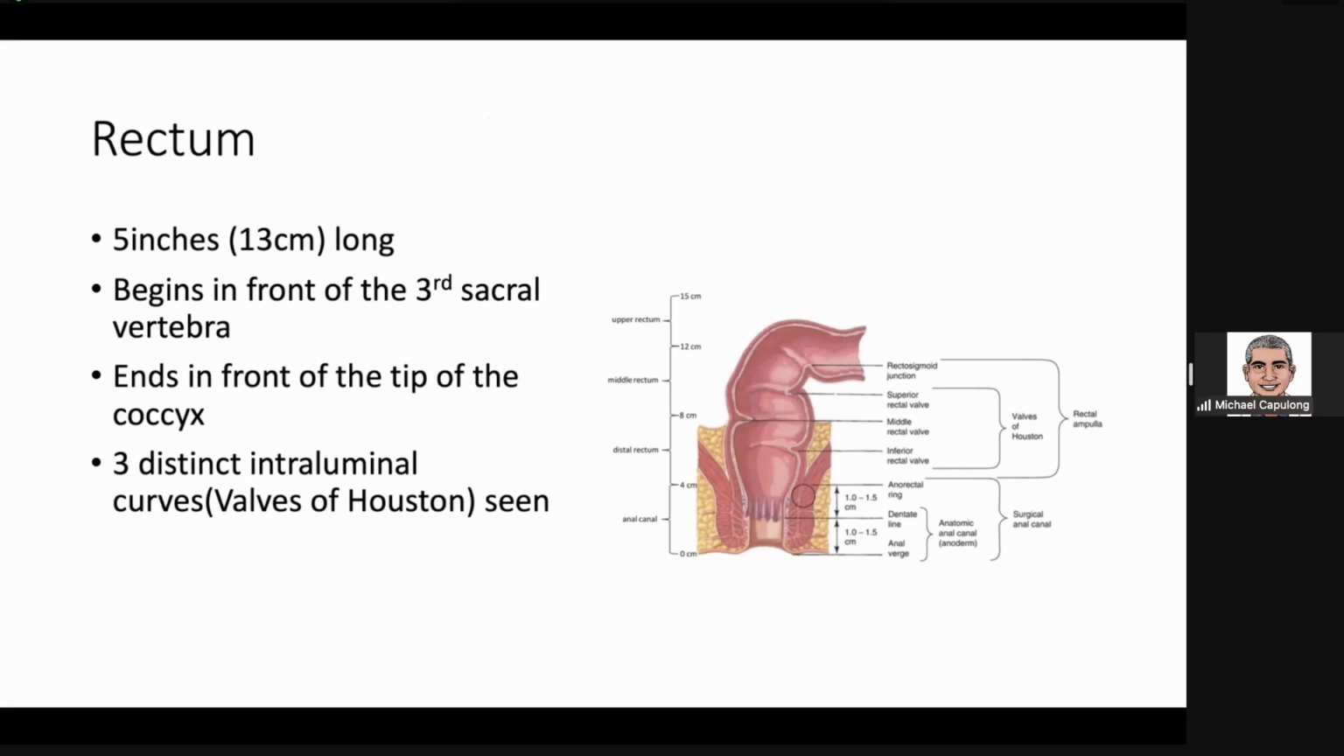Next is your rectum. The rectum begins as a continuation of the sigmoid at the level of the third sacral vertebra, and it ends at the tip of the coccyx. On the average, it is about 13 to 15 centimeters long. Intraluminal curves, or more commonly called valves of Houston, divide the rectum into three parts.